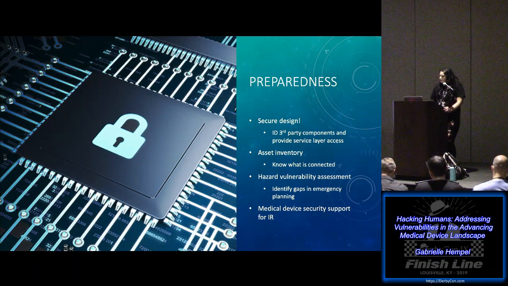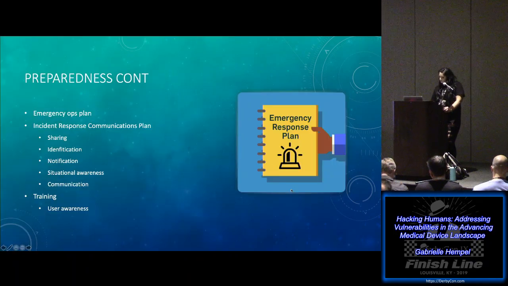Hazard vulnerability analysis is used to assess and identify potential gaps in emergency planning as well. Therefore, an emergency ops plan is also necessary to describe how a provider will respond to and recover from a threat, hazard, or other incident. Building upon this, communication is key during an incident. An incident response communications plan will help with all aspects of communication during the incident, especially with incident sharing, knowing how incident sensitivities can be shared, incident identification, incident notification, or how outreach is initiated, situational awareness, and communication templates to streamline the process. Finally, user awareness training is important in preparedness for a security incident, especially in terms of classification and identification.